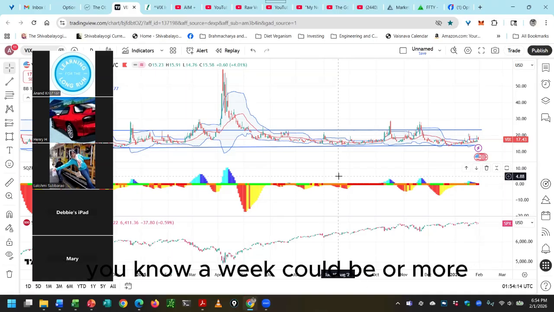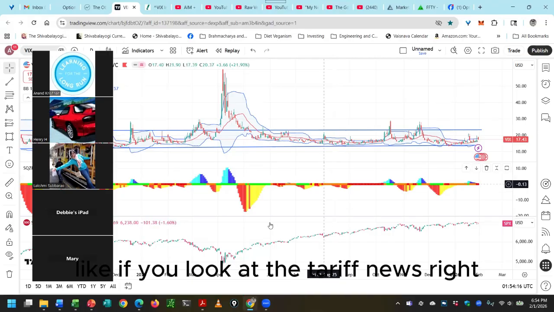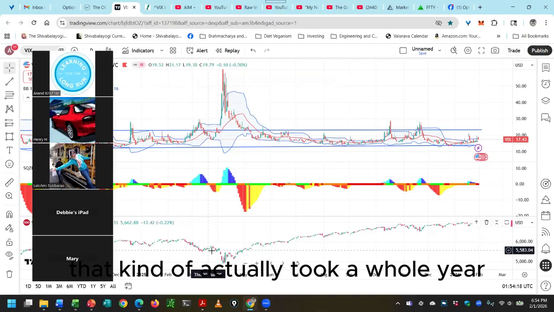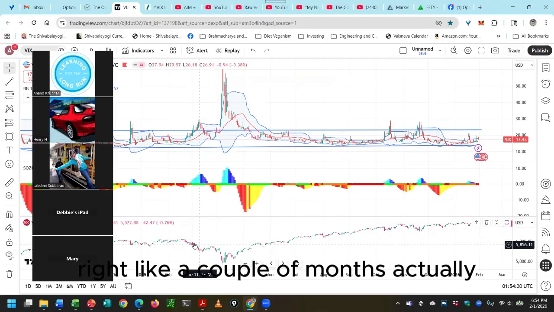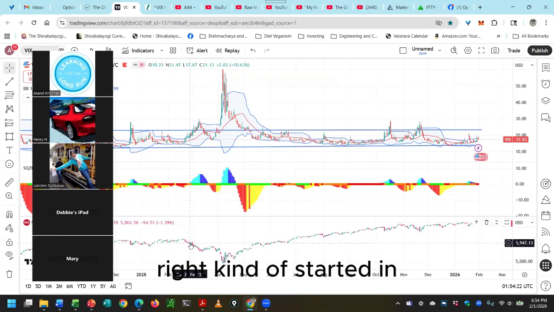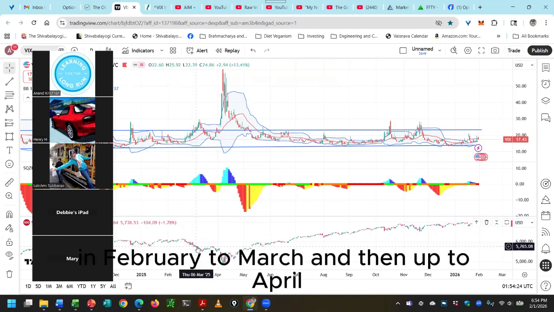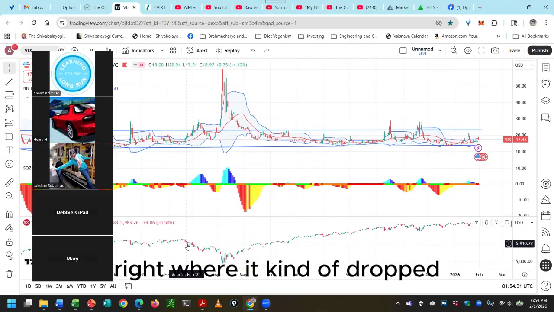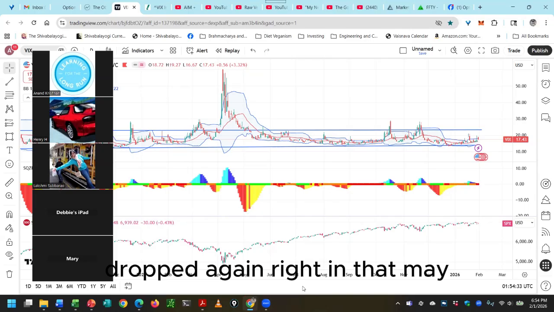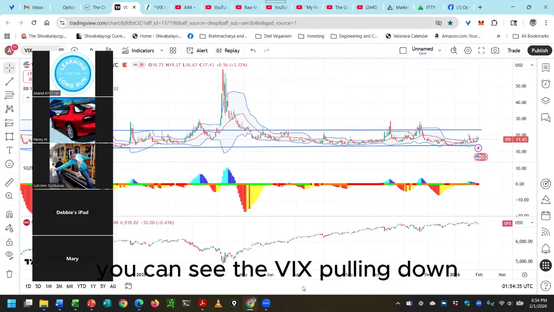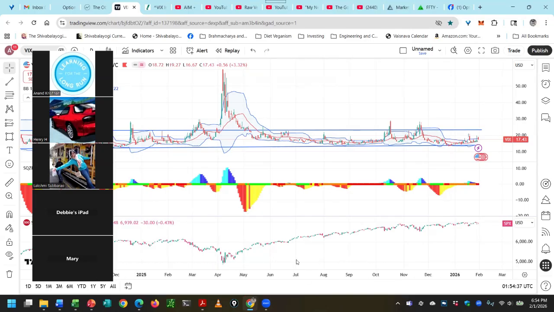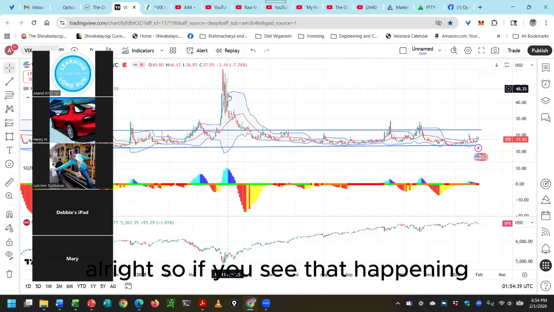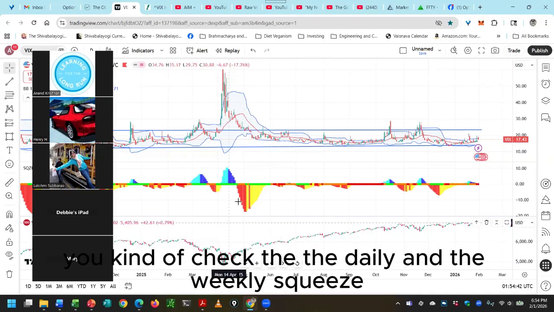Or more, depending on the situation. If you look at the tariff news, that took a couple of months actually. It started in February to March and then up to April, so maybe a month or so, where it dropped again. In May, you can see the VIX cooling down. So if you see that happening, then you check the daily and the weekly squeeze.